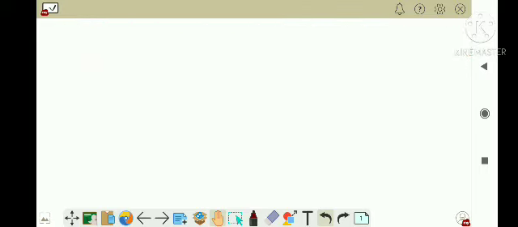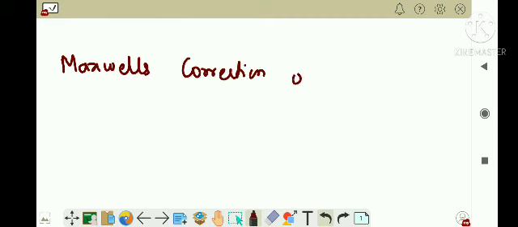The next heading, please write it as Maxwell's correction to Ampere's law.